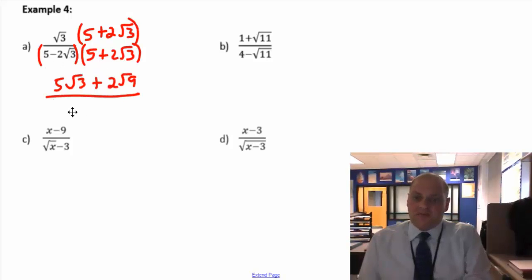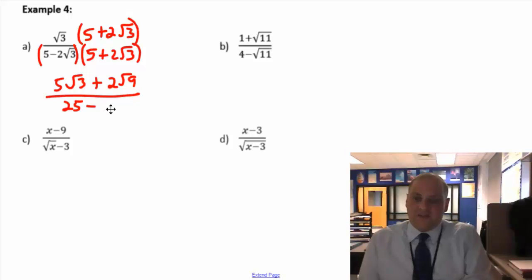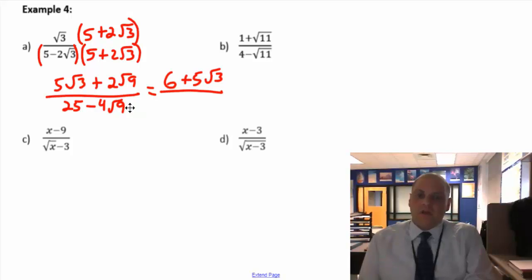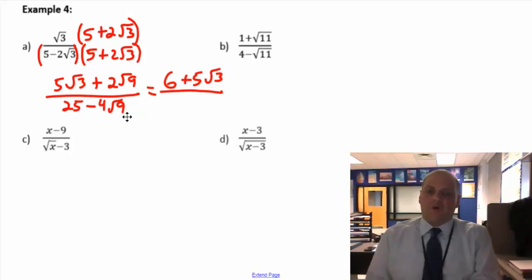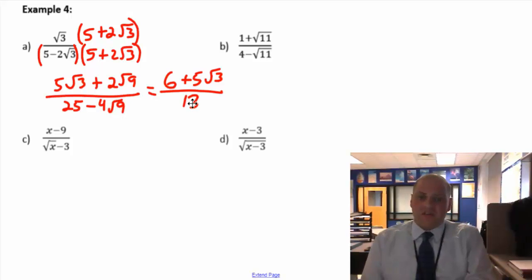Over, and then 5 times 5 is 25. And then negative 2 radical 3 times positive 2 radical 3 is negative 4 radical 9. Now we're going to simplify. This is 2 times 3, so I have 6 plus 5 radical 3 over 25 minus, now 4 times radical 9 is 3. This is 12. 4 times 3 is 12. 25 minus 12 is 13.